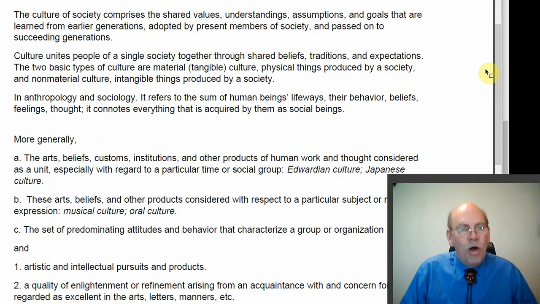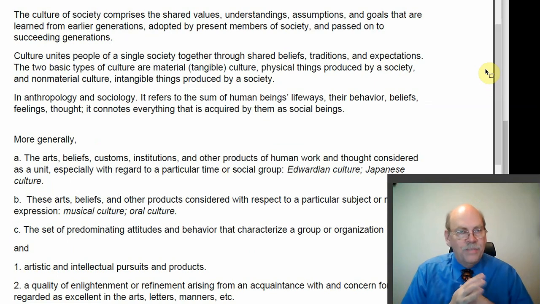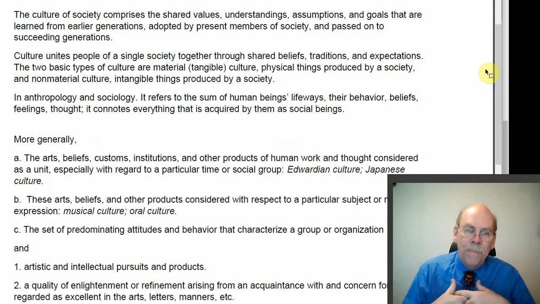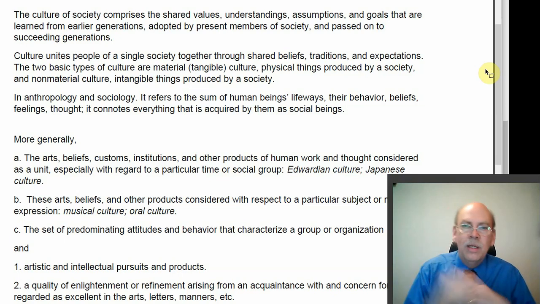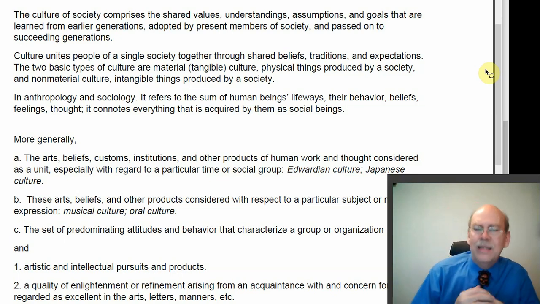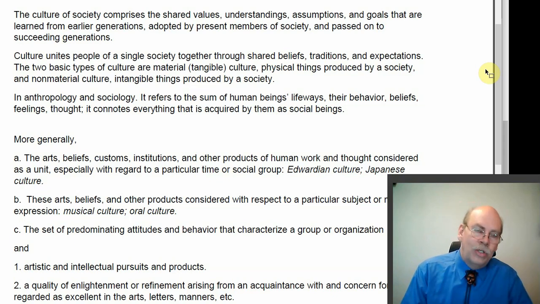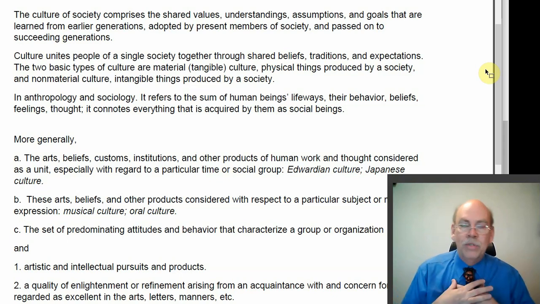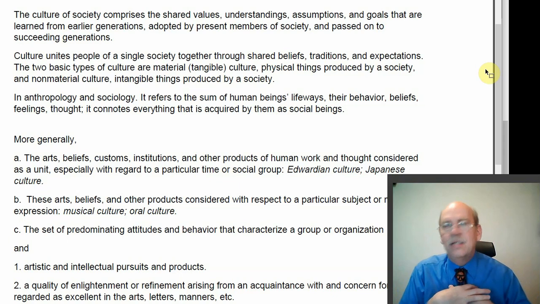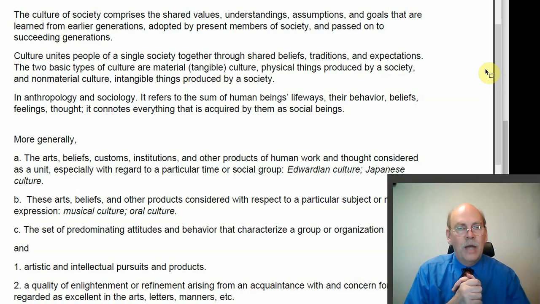Here is a nice broad definition that I'm going to use in another place in our class. The culture of a society comprises, is made from, the shared values, what I think is important, understanding, you and I agree, assumptions, I think must be like this, and goals, what I hope to get, that are learned from earlier generations, from our fathers and grandfathers and great-grandfathers, that are adopted by present members of society, we decide this is culture, and is passed on to our children and grandchildren, our succeeding generations.